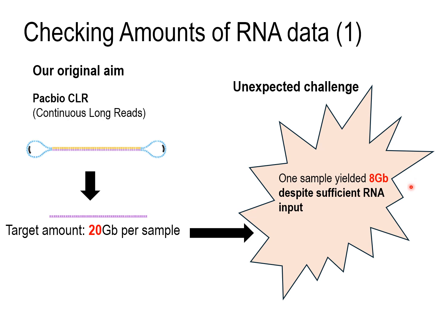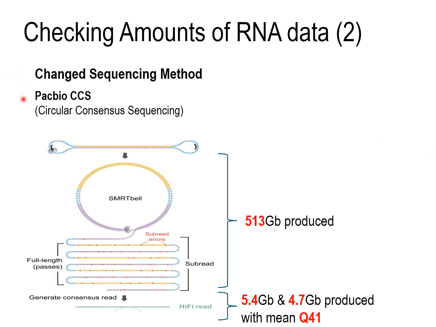In response to this situation, our sequencing provider suggested switching to another method. We accepted the alternative, the PacBio CCS method, or circular consensus sequencing. This technology works by generating multiple passes of the same molecule to create consensus sequences. The sequencing run generated 513 gigabases of circular reads, which were processed to yield 5.4 gigabases and 4.7 gigabases of HiFi reads in the two samples with a mean quality of Q41.